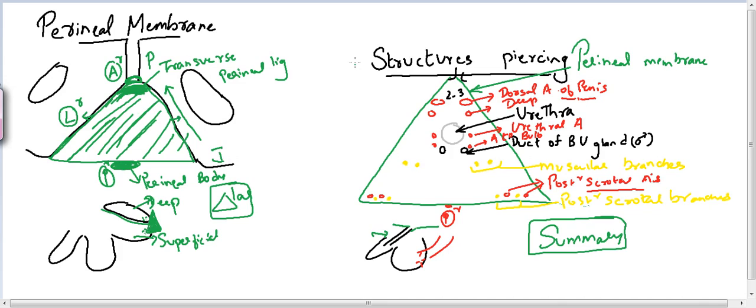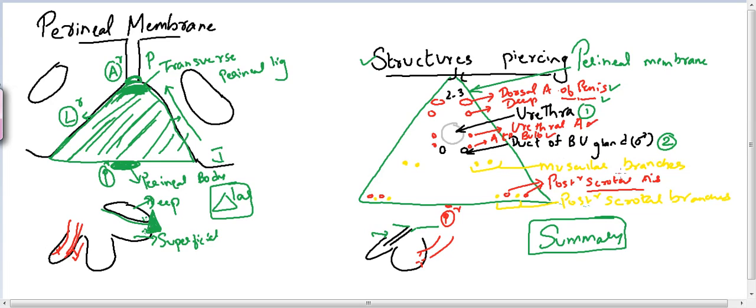Moving on to the structures piercing the perineal membrane, one by one. The urethra, the duct of the bulbourethral gland. Moving on to the arteries, the dorsal artery of the penis, the deep artery of the penis. The difference is the dorsal artery of the penis is on the dorsum of the penis. It will be here, okay? Whereas the deep artery of the penis is within the penis. Because it's called the deep, no? So it should be within the penis. This is the deep, this is the dorsal artery. And since we have the urethra, obviously we should have the urethral artery. Artery to the bulb of the penis.